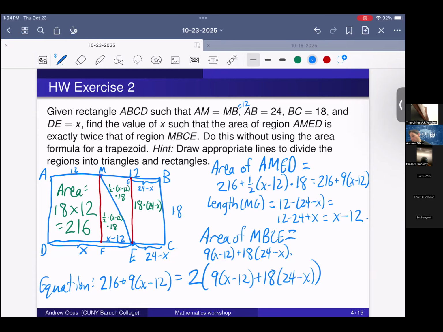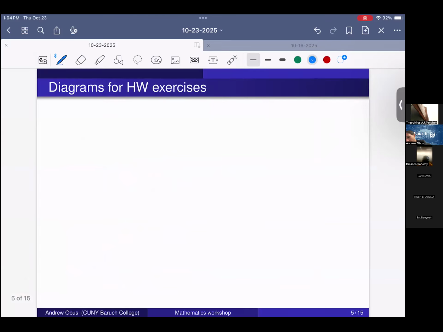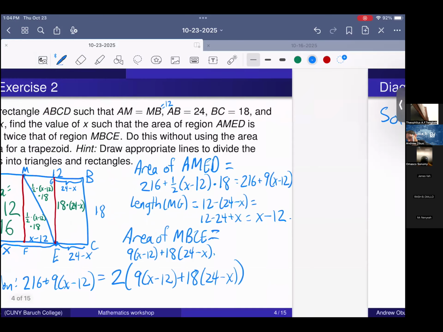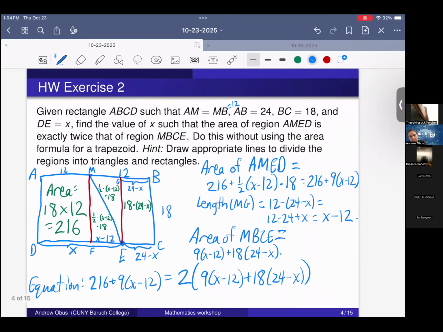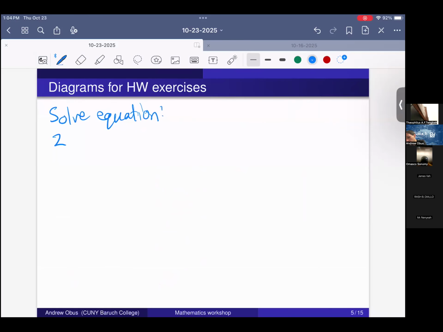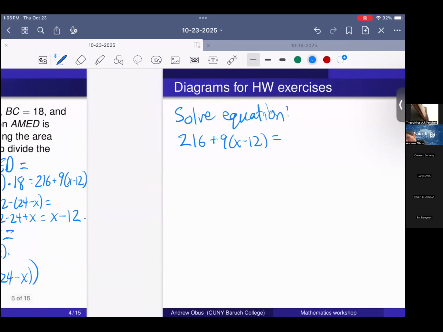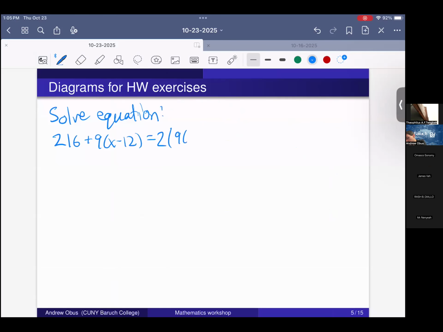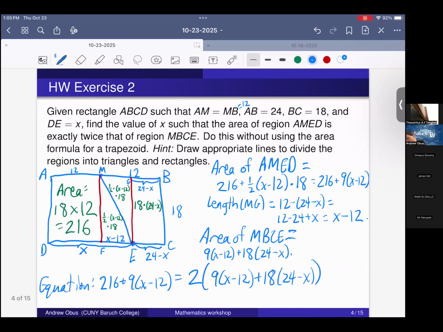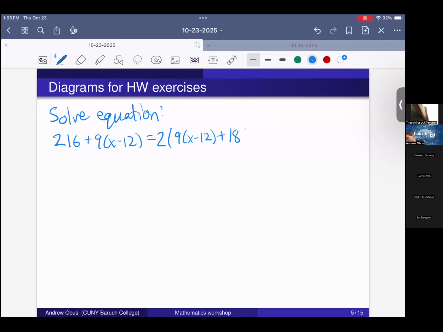Okay. All right, so let's just solve the equation to be complete. I had a page for diagrams for homework exercises, but let's just solve the equation. I'm just going to rewrite it from last time. So we have 216 plus 9 times (x minus 12) equals 2 times 9 times (x minus 12) plus 18 times (24 minus x).